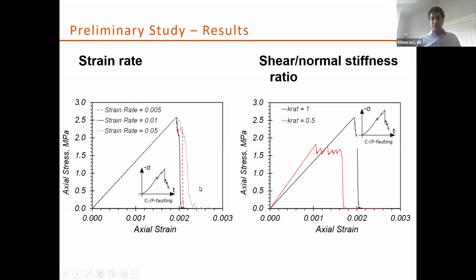Then here you can see the effect of shear to normal stiffness ratio. With that, we chose two different ratios, a ratio of 1 and a ratio of 0.5. And as you can see, for a lower ratio, we're going to have lower axial stress at the peak, or shear strength, let's say, and then we are going to have a behavior more toward CP faulting.